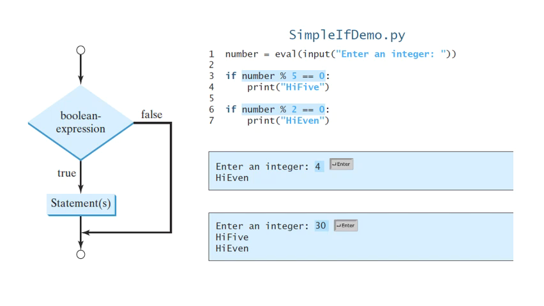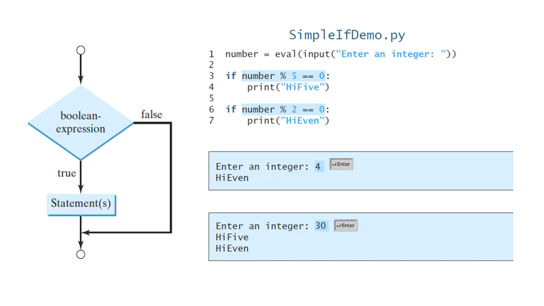So you can check whether, using percentage, it returns the remainder. If the remainder is 0, then it prints high 5. Otherwise, it will skip that statement and check the other if number percentage 2, that means if the remainder is 0, then it prints high even. So if you enter the number 4, it will print high even, because when you divide this number by 5, you won't get the remainder 0. You will get the remainder 0 when you divide this number 4 by 2.